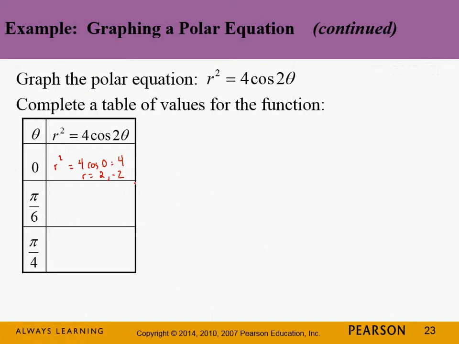We do pi over 6. We get r squared equals 4 cosine of pi over 3. Two times zero is still zero. Yep. So now we do cosine of 2 times pi over 6, which is just pi over 3. So it's cosine of pi over 3. One half. 4 times 1 half is 2. So if r squared equals 2, what does r equal? Square root of 2 and negative square root of 2.